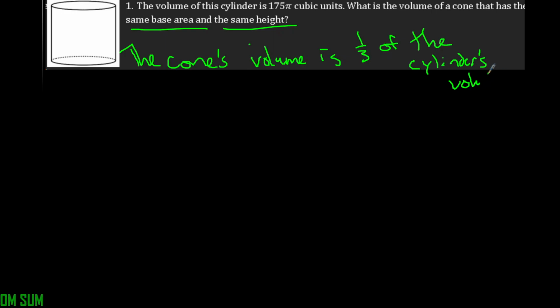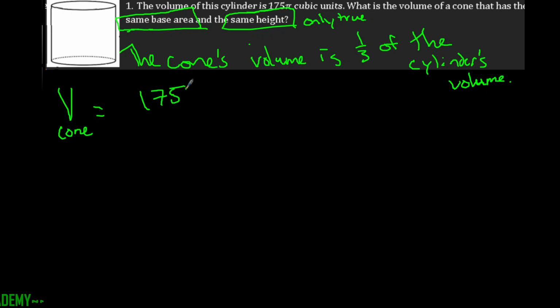And again, this is only true when it has the same base area and the same height, which is why on that previous one, on the popcorn one, they had a different base and a different height, which means that we're going to have different volume proportions. However, for this one, we can take 1/3. So all we have to do is say the volume of the cone is equal to 175 times pi over 3, in cubic units.